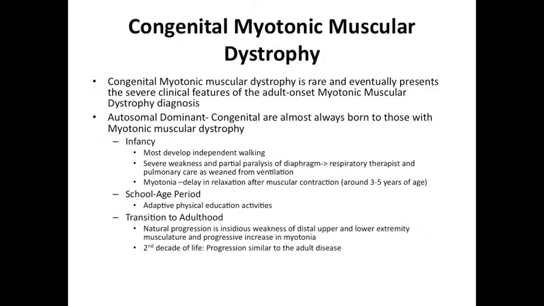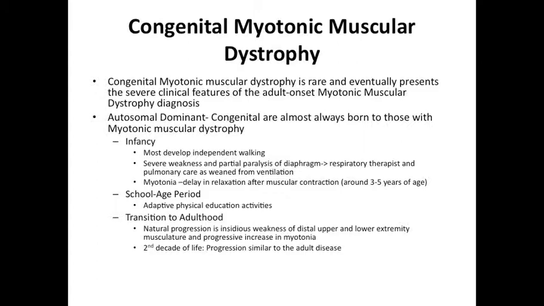Congenital myotonic muscular dystrophy. This is a rare condition and eventually presents the severe clinical features of the adult onset myotonic muscular dystrophy diagnosis. This is an autosomal dominant condition. Those with congenital myotonic muscular dystrophy are almost always born to a parent with myotonic muscular dystrophy. In infancy, most develop independent walking, but they have severe weakness and partial paralysis of the diaphragm. Respiratory therapists and pulmonary care are needed as they are weaned from ventilation.